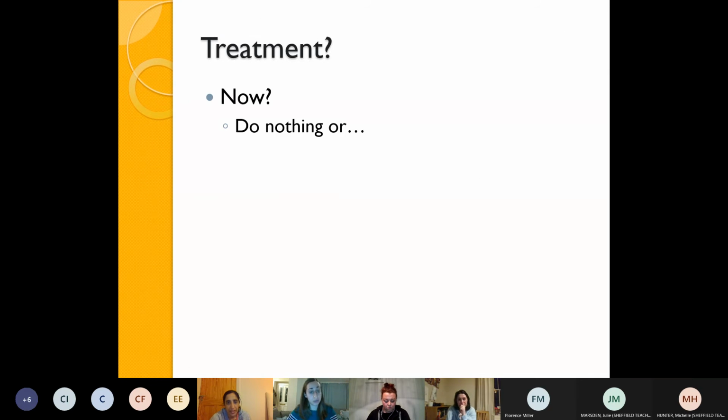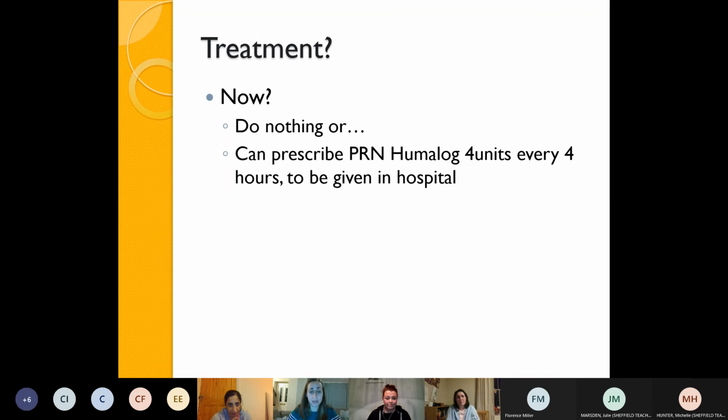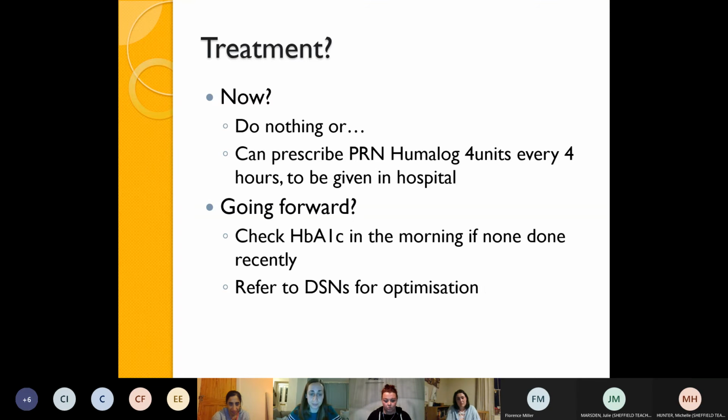So I've said we could do nothing. Some people really don't like doing nothing, and when the blood glucose starts creeping up, sort of over 17, you can do the PRN Humalog thing. I personally wouldn't in this situation, but if they gave him a one-off dose and it came down to like 11 or whatever, I wouldn't be mad. It would just be fair enough. But I personally probably wouldn't do that.